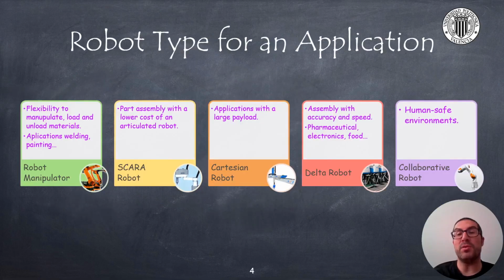So, as I have mentioned, the application will basically determine the type of robot to select, since some robots are more suitable for some applications than others. Classic robot manipulators are suitable for manipulation applications, welding, painting, and other applications. They have great flexibility and are dexterous to load or unload materials. SCARA robots are suitable for assembling applications with a lower cost than the previous articulated robots, and also with a reasonably good work area. Cartesian robots are very appropriate in applications requiring a high payload capacity. On the other hand, Delta robots are ideal in industries such as pharmaceuticals, electronics, and food, thanks to their great precision and speed. Finally, in applications where the robot has to work with humans, collaborative robots are probably our best option.